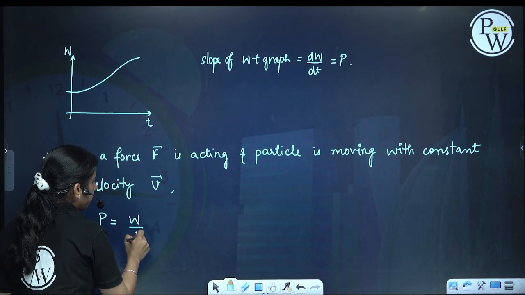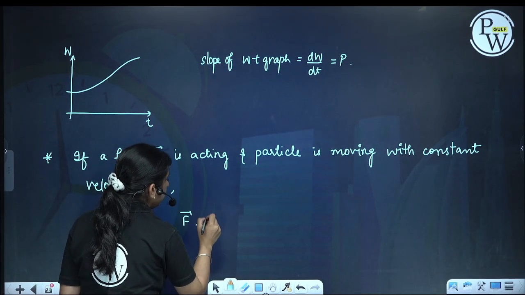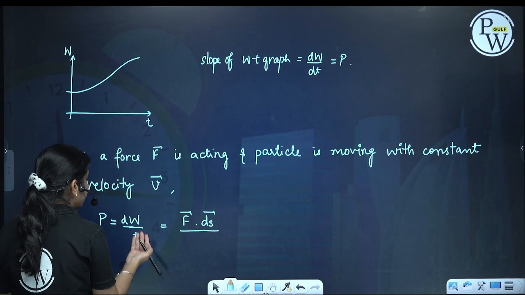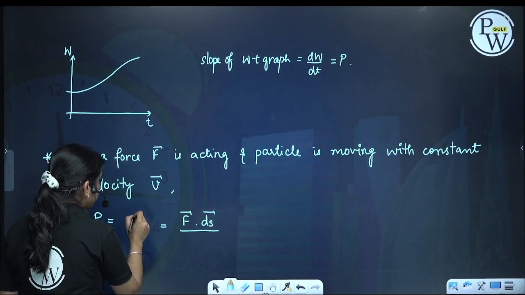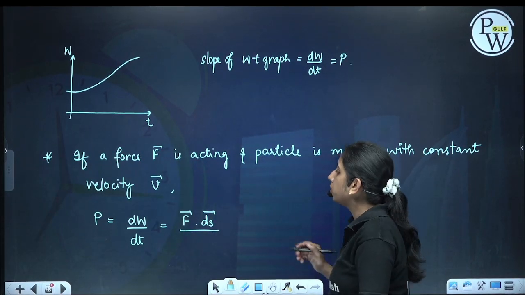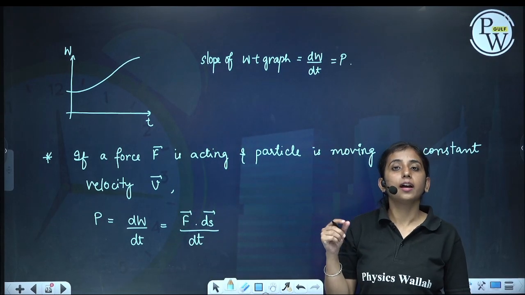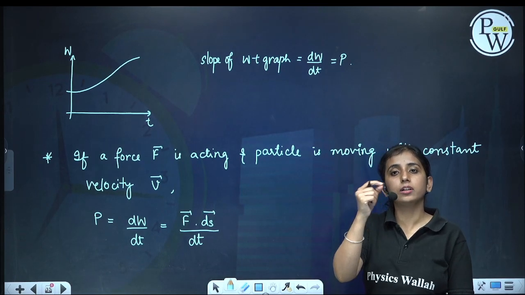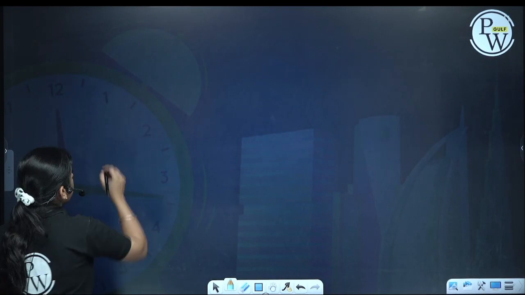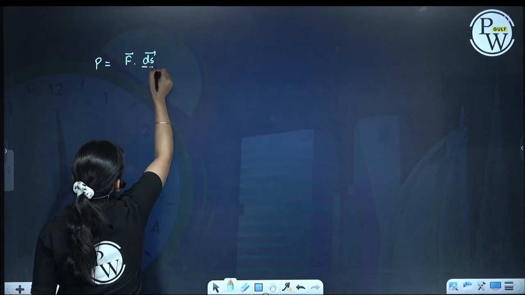Power will be work by time. What will be my work? Let us take instantaneous power, so P is equal to dw by dt. Now some force F is acting on the particle, so dw will be F dot ds. Small work done is F dot ds, where ds is a small displacement in the small time interval dt. So power is equal to F dot ds by dt.